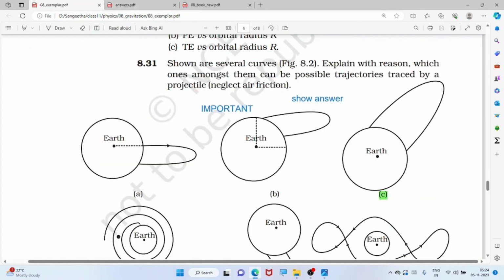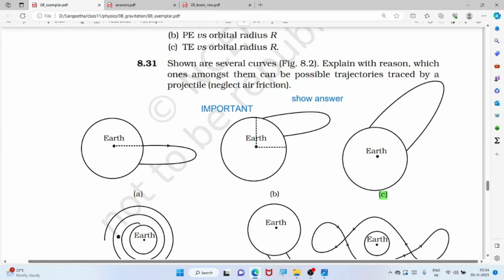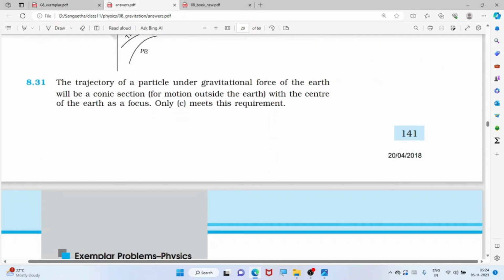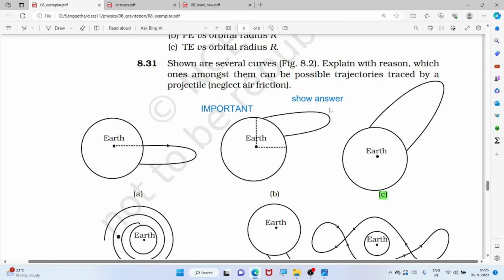Shown are several curves. Explain the reasons which of these curves are possible trajectories produced by a projectile. 31. The trajectory of a particle under the gravitational force of the earth will be a conic section. Okay, this is important. A conic section for motion outside the earth with the center of the earth as the focus. So based on this criterion only C meets the requirement. So this one is a conic section above the earth.